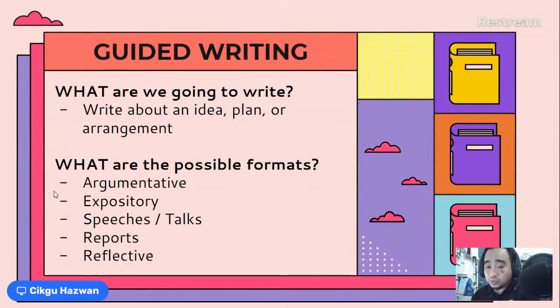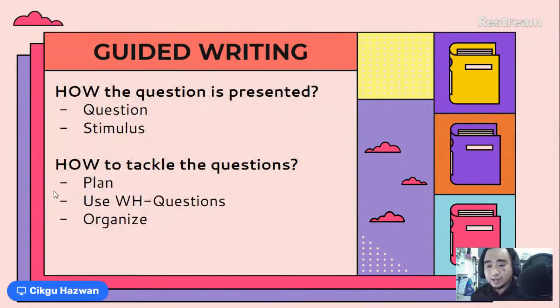Okay, kalau speeches and talks ni, we can see clearly it is different format. Report as well, it's a different format. But argumentative, expository, reflective, there's a very thin line separating between these three type of essay. Ada satu garis pemisah yang sangat halus between argumentative, expository, and reflective. So what are the differences between these three? Apa beza dia? Let's take a look.